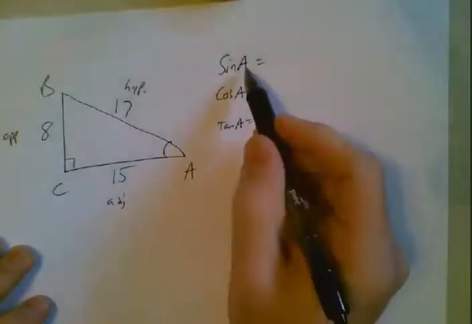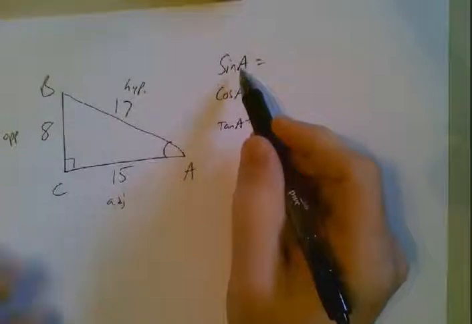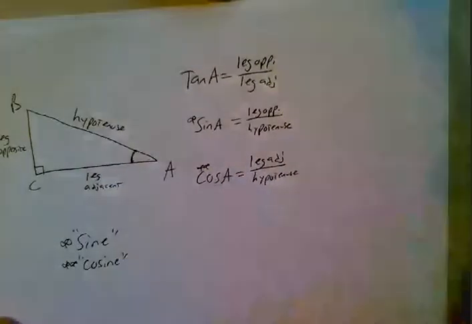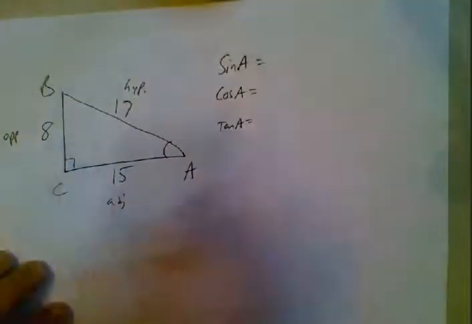So sine. Alright, if you remember from the notes a minute ago, sine was opposite over hypotenuse. Opposite over hypotenuse. So opposite is 8.